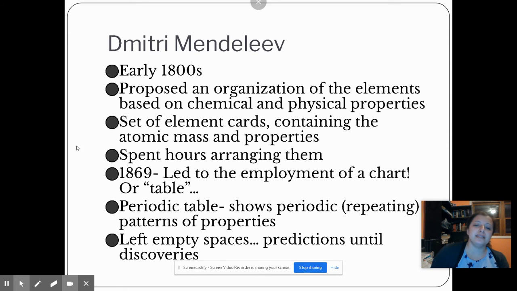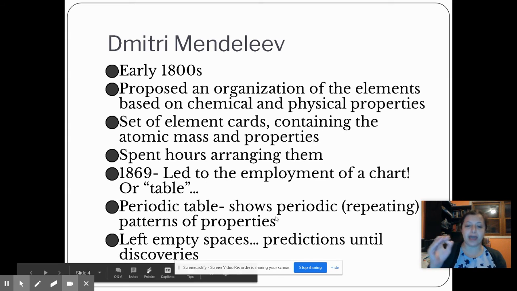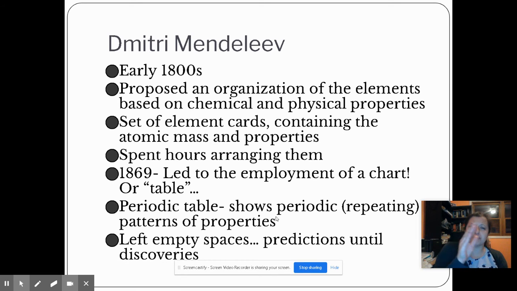So he had a set of element cards, and he spent hours and hours rearranging them based on what we already knew about them, for example mass, density, stuff like that. He had this table, and it showed repeating patterns. He did leave empty space, because he saw with these patterns there were missing puzzle pieces. Oh, there should be an element there; we haven't discovered it yet. Fast forward to 2020, we have a pretty in-depth periodic table.